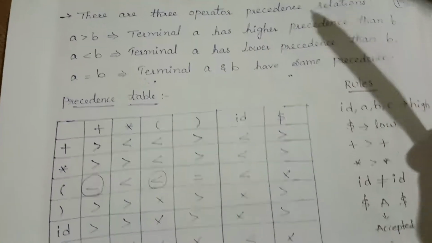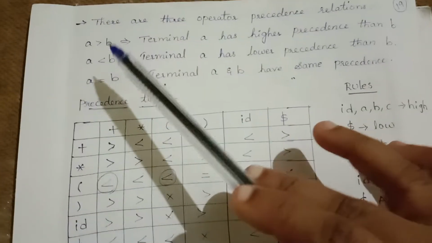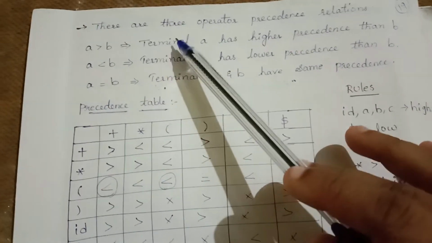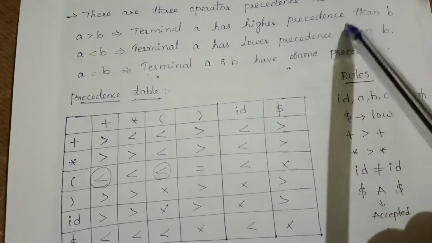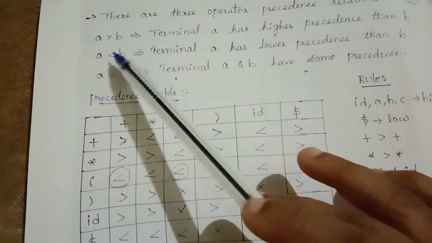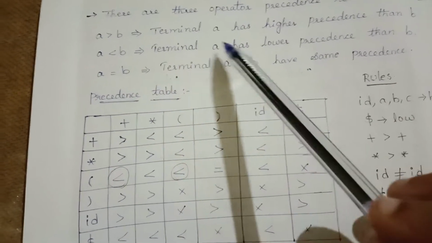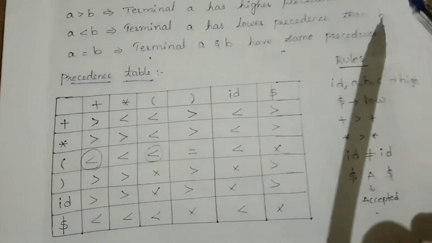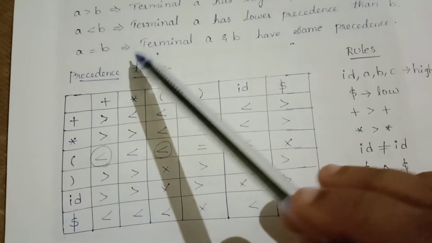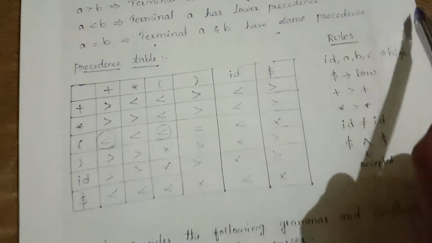There are three operator precedence relations. A greater than B: terminal A has higher precedence than B. A less than B: terminal A has lower precedence than B. A equal to B: terminal A and B have the same precedence.